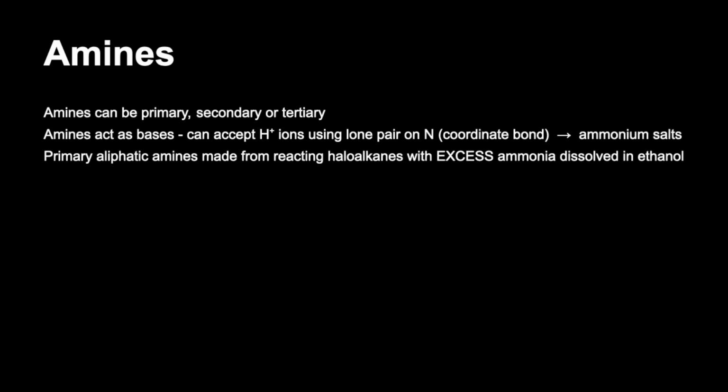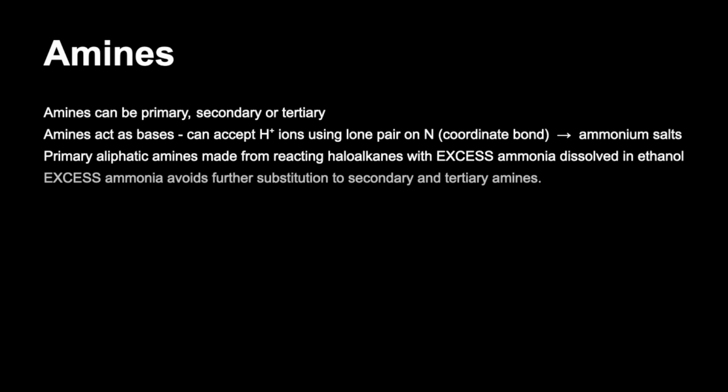Primary aliphatic amines can be made by reacting haloalkanes with an excess of ammonia, but the ammonia needs to be dissolved in ethanol, and the excess ammonia avoids further substitution to secondary and tertiary amines.